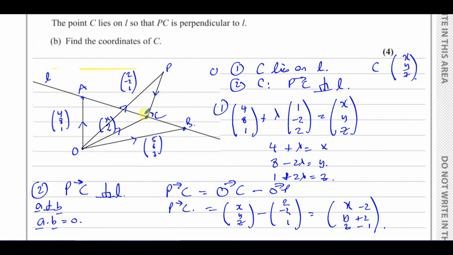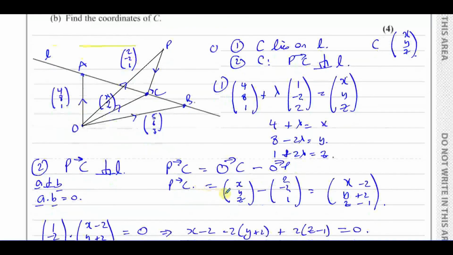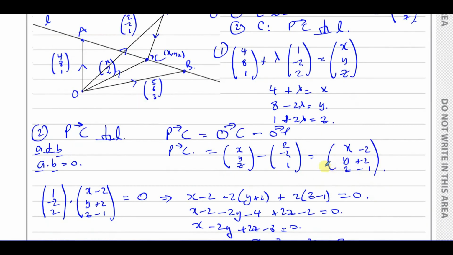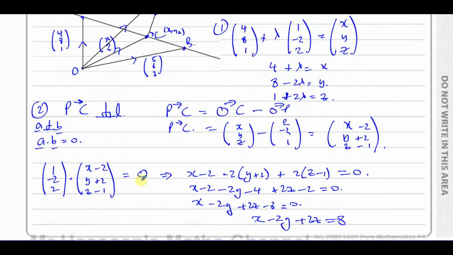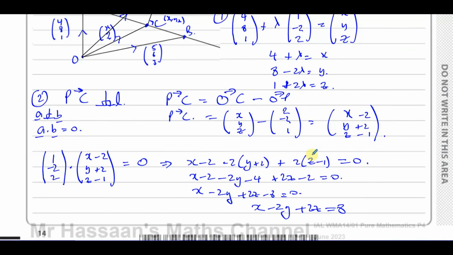So P to C, we don't know what it is, but we can write it in terms of x, y, and z. We call the coordinates of C x, y, z. Then O to C minus O to P is a vector from P to C. So x minus 2, y plus 2, z minus 1. That's the vector representing P to C in terms of x, y, and z. And that vector P to C multiplied by the direction of the line must give you 0 as a dot product. So that gave us these equations here, which we then solved together.